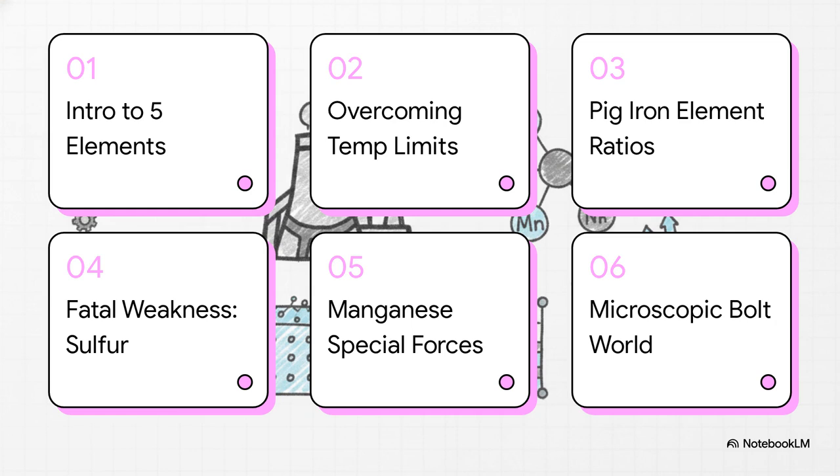Here's our engineering blueprint for today. First, an intro to the 5 elements, then overcoming temperature limits, checking pig iron element ratios, analyzing a fatal weakness caused by sulfur, deploying manganese special forces, and finally, zooming back out to the microscopic bolt world.